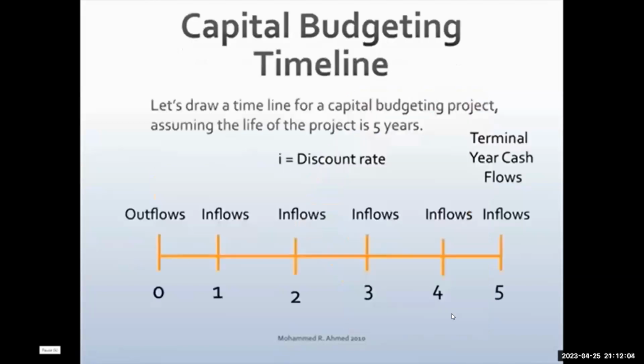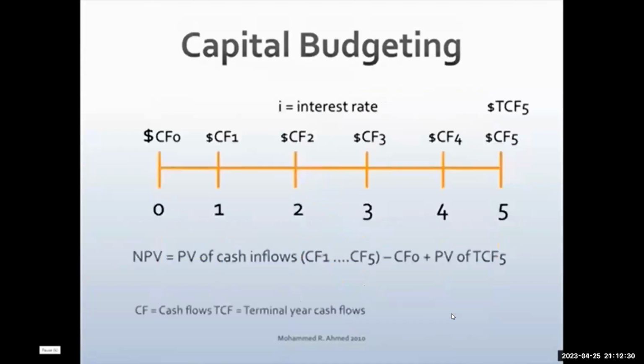Let's draw a timeline for a capital budgeting project, assuming the life of the project is 5 years. Cash outflows are posted on the left-hand side at period 0. The cash flows are negative because money is going out of the company. Cash flows generated from the project are referred to as cash inflows and occur after the investment. They are positive because money is coming into the firm. Assuming that the equipment can be salvaged, the salvage value and any other end-of-the-year cash flows from the project are posted on year 5.